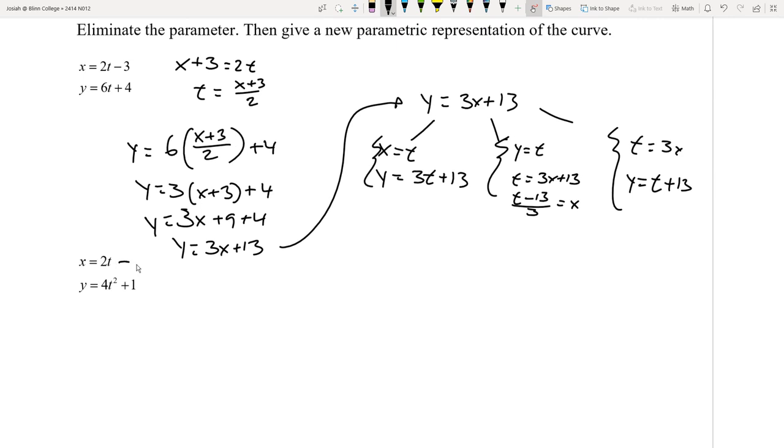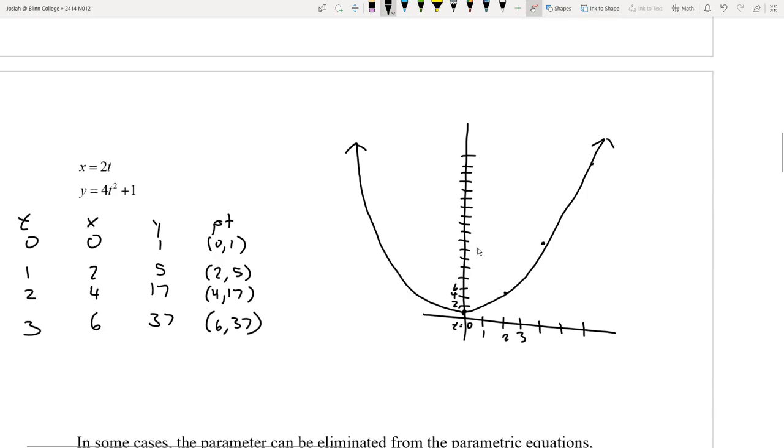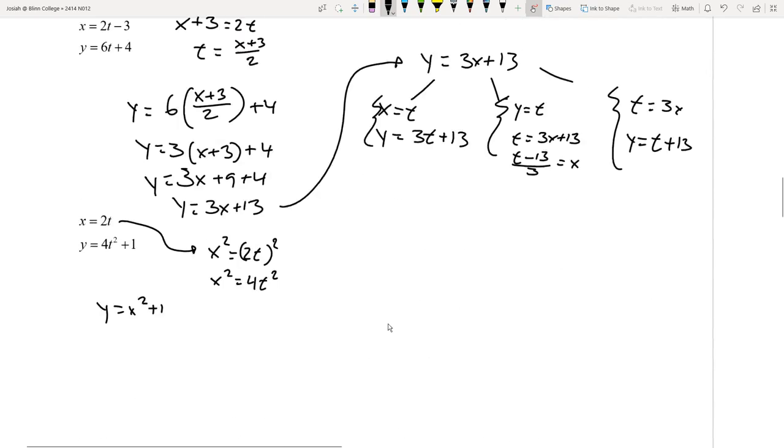In this case, if we simply take this equation and we square both sides, we end up that x squared equals 4t squared. And I see 4t squared here, so we can plug in and just get that y is equal to x squared plus 1, which is the parabola that we saw before.